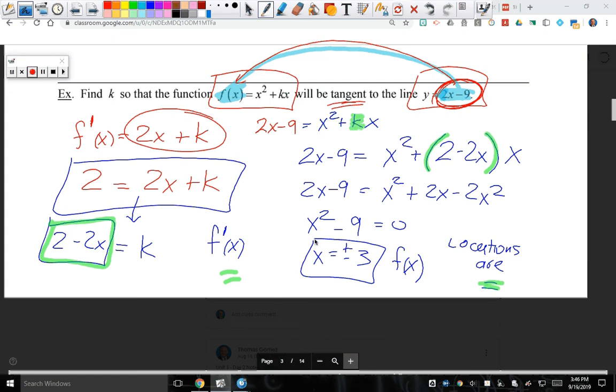So you plug those back in. So we plug these back into this equation. And if I plugged in 3, what would k be? Negative 4. Now let's plug in a negative 3. 8. So you see it? Okay, so yeah, you gotta solve it out, but your k could be a negative 4 or an 8. And it would make all that criteria still happen.